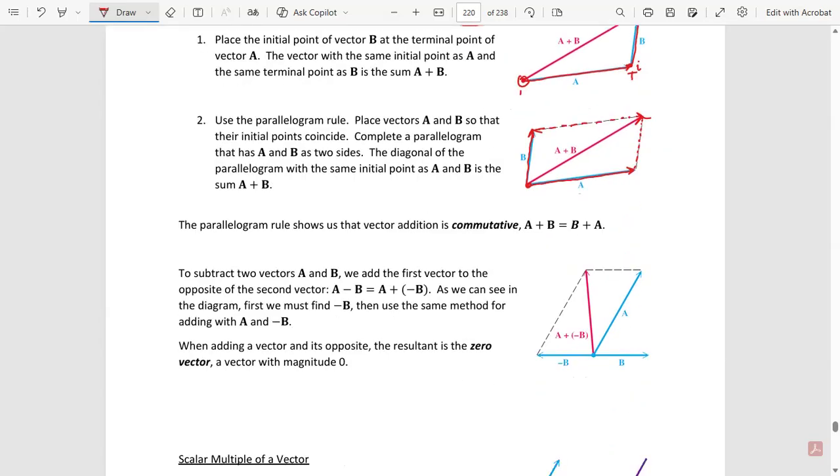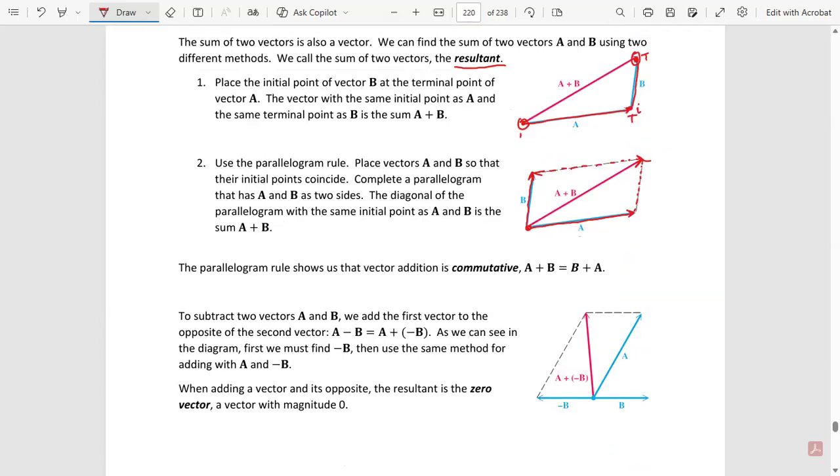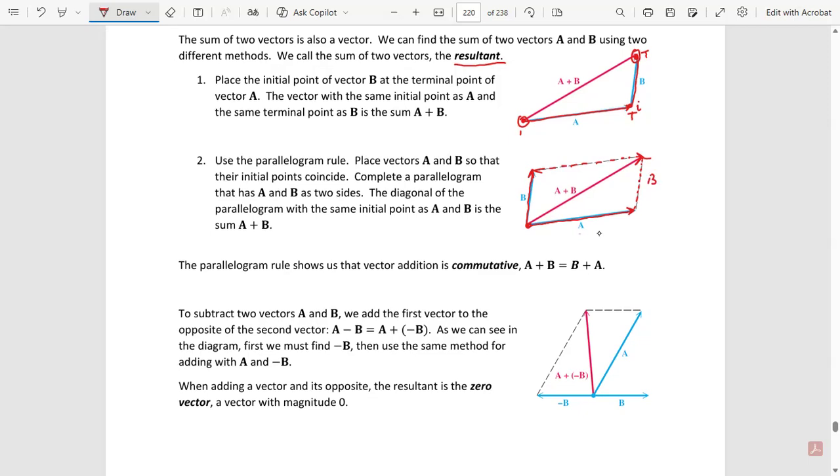And when we use the parallelogram, we are showing that the vectors have a commutative property. That means A plus B is exactly the same as B plus A. So you have A plus B or B plus A. If you look at this direction, that's A plus B. If you look at this direction, you have B plus A. And the answer for both of them is the same.